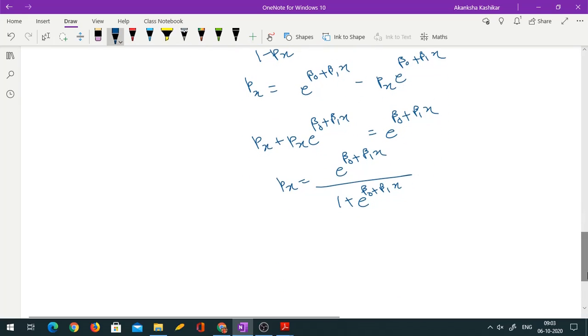Okay, you can try plotting this, e raised to beta naught plus beta 1 x upon 1 plus e raised to beta naught plus beta 1 x. If you plot this on the y-axis and x on the x-axis, you will get that S-shaped curve. Okay, so this is your famous logit transform.